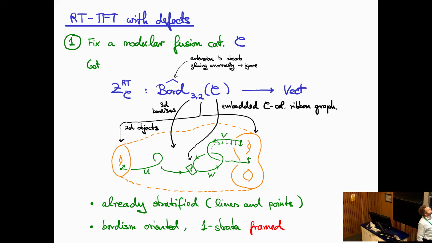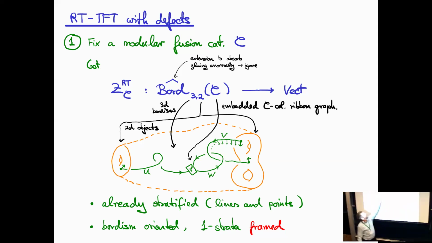So our input data is a modular fusion category. I'm semi-simple here. And what the Reshetikhin-Turaev construction gives you for that is a functor out of a 3-2 bordism category, with some slight complication which I will ignore, but which has embedded ribbon graphs, which are colored in this category C. So you have your bordism, and in it, you can have some framed ribbon graph, maybe coupons, and so on. And to all of this, the TFT assigns some linear map from that state space to that state space.